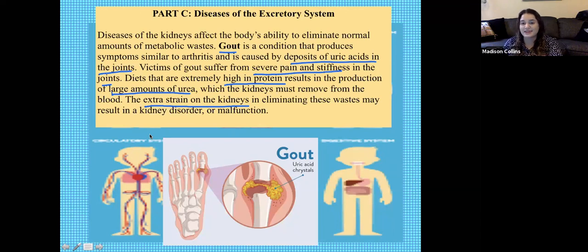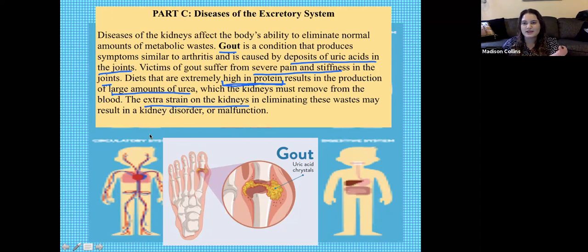My dad's actually had gout, and I want to highlight the point that it says this is caused by diets high in protein, okay, specifically red meat. So if you eat a lot of red meat, watch out, because this might be your future.